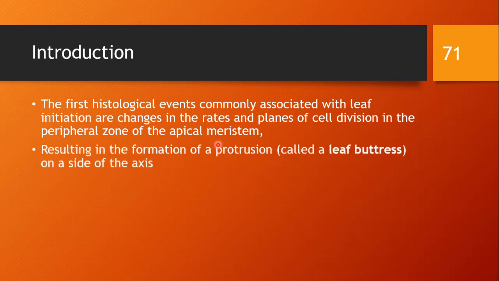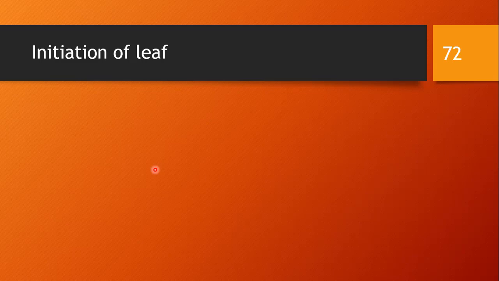You can discuss this peripheral zone with relation to the tunica-corpus theory or with respect to the dermatogen or histogen theory. That is up to you. This results in the formation of a protrusion, which we call the leaf buttress, on the side of the axis. This is the first step, the first indicator, toward the development of the leaf.